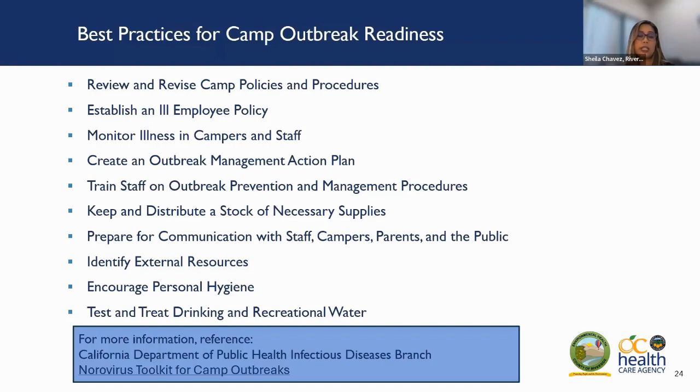Staff roles should be clearly identified, like we discussed, in advance for communication, medical care, cleaning and disinfection, and illness tracking. And that plan should also include the isolation procedures and separate housing and restroom access for ill individuals.